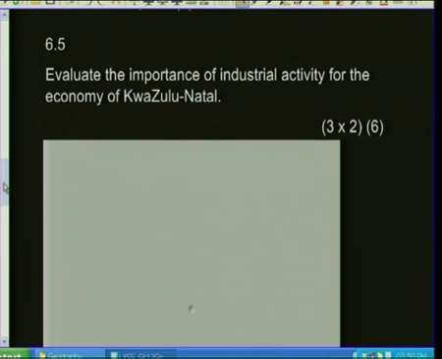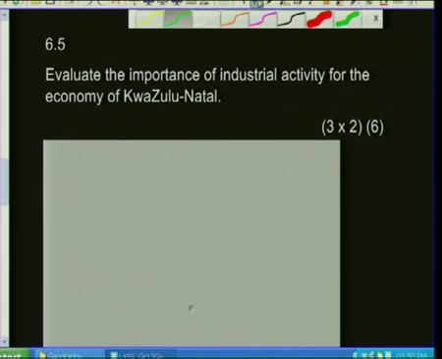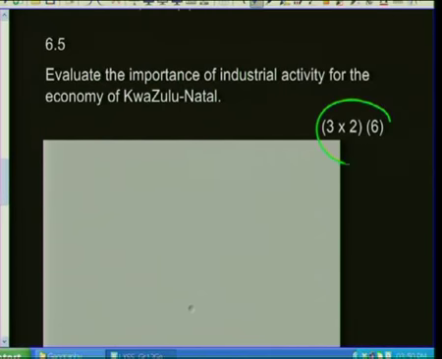6.5. Evaluate the importance of industrial activity for the economy of KwaZulu-Natal. And something we should note here is the mark allocation. They're looking for 3 points here. So we need to come up with 3 good things. Well, if you think about it, industrial activity does a number of things for us.